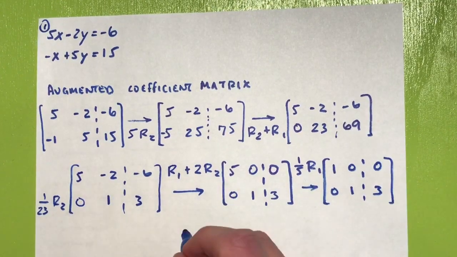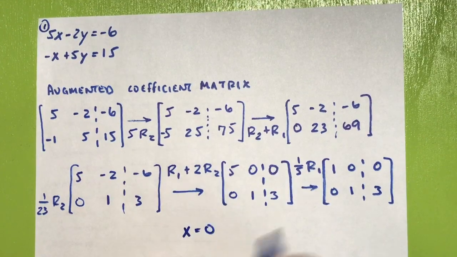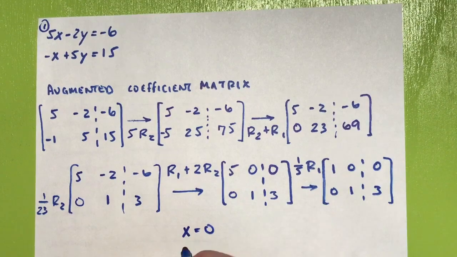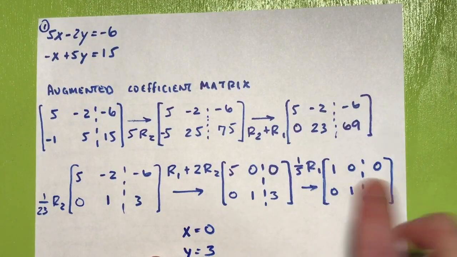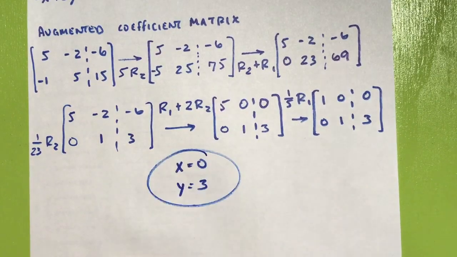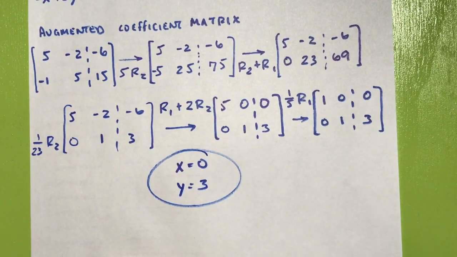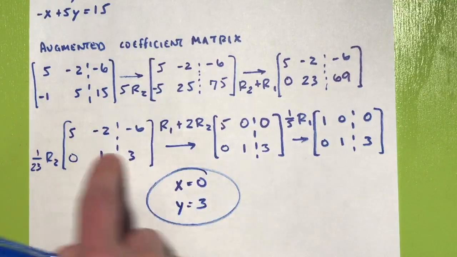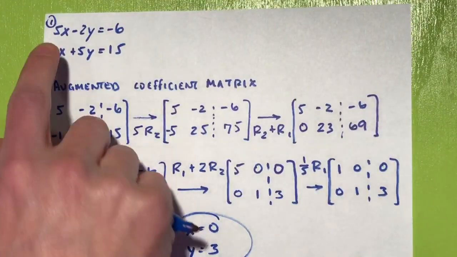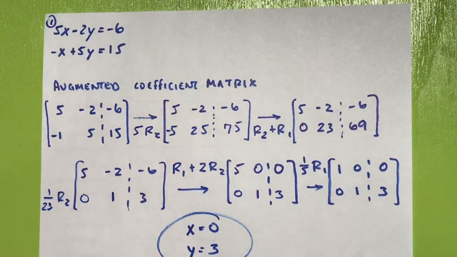This tells us now that x equals 0, because that's the first value, the first column, and we have y equals 3. We have a different way of solving our system. This is using row operations in an augmented coefficient matrix. That was example number 1 off of the practice.